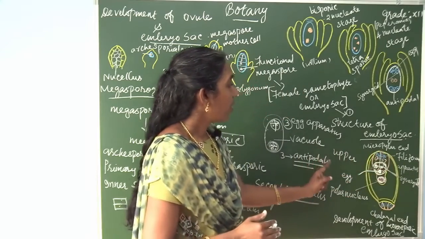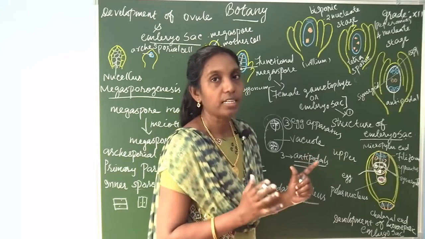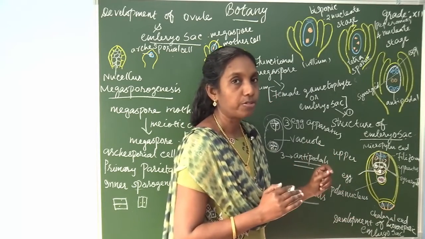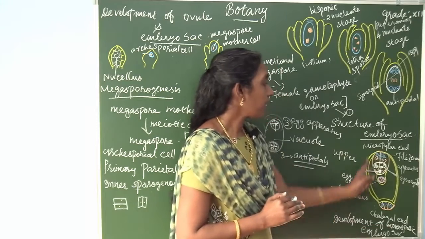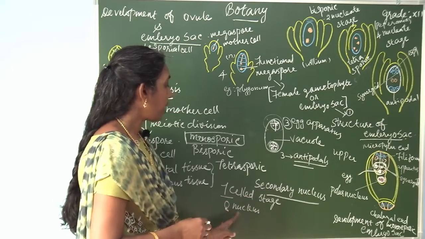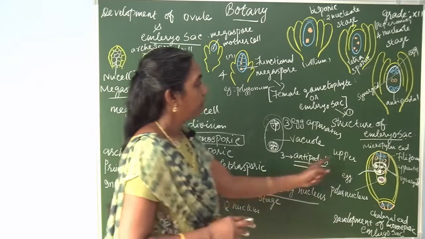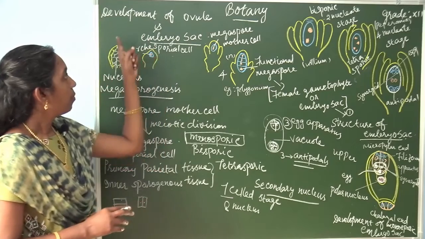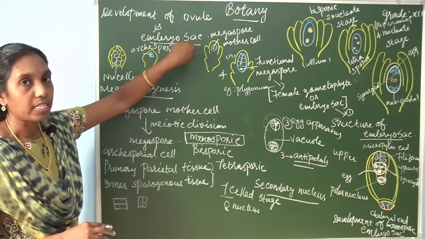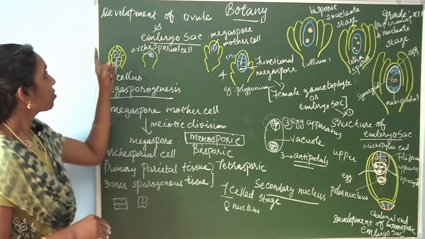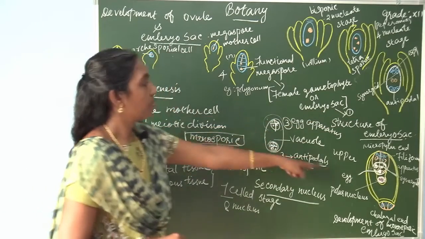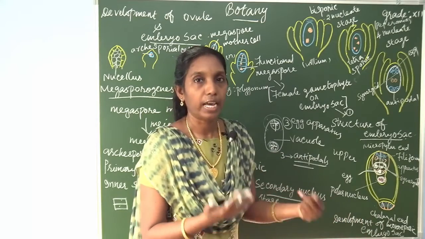In this way, the monosporic embryo sac develops. Here the question is the development and structure of the embryo sac. This diagram shows the structure of the embryo sac, or the development of the monosporic embryo sac. Finally, a 7 celled stage with 8 nuclei embryo sac develops from the ovule. So today you learned two questions: the development of ovule and the development of embryo sac.